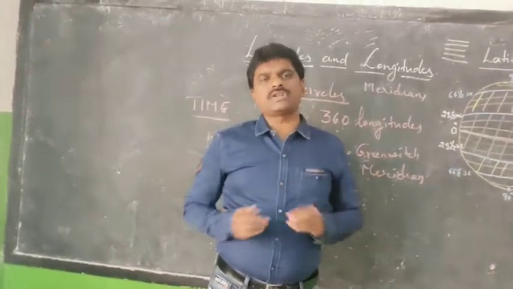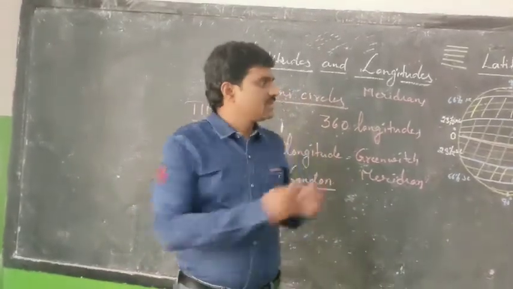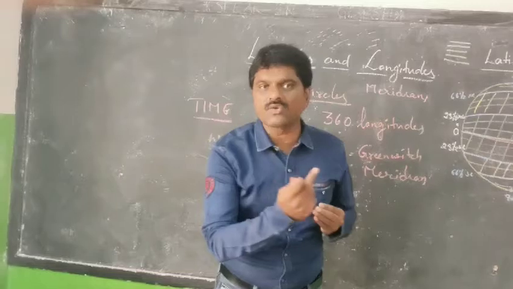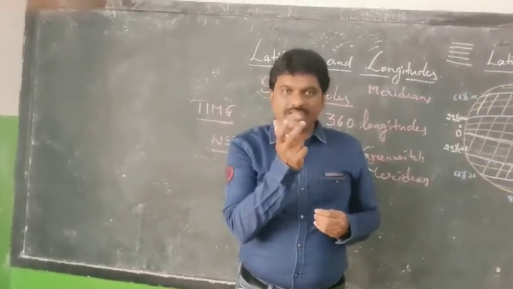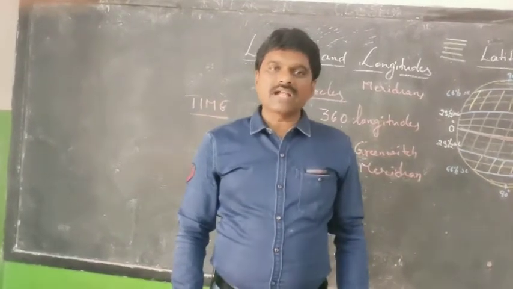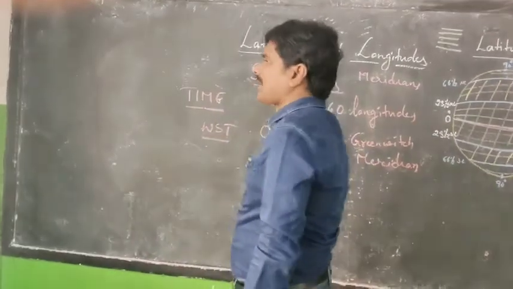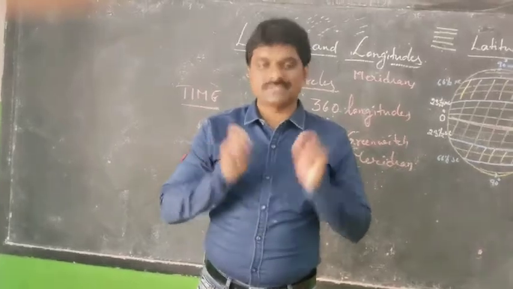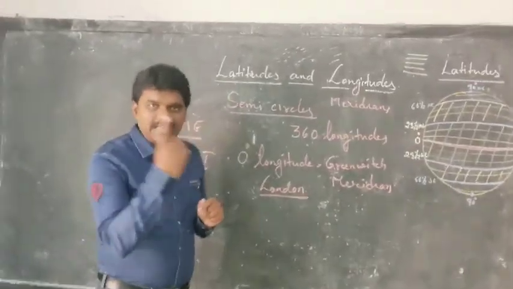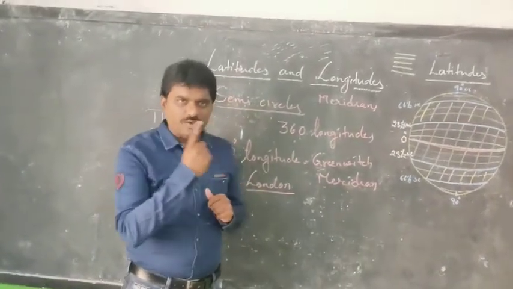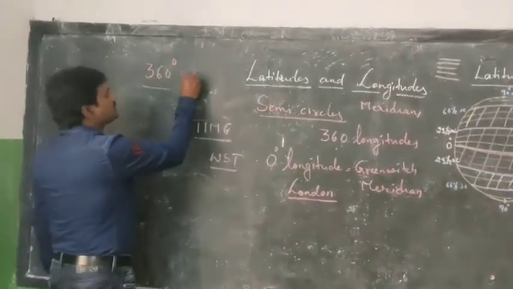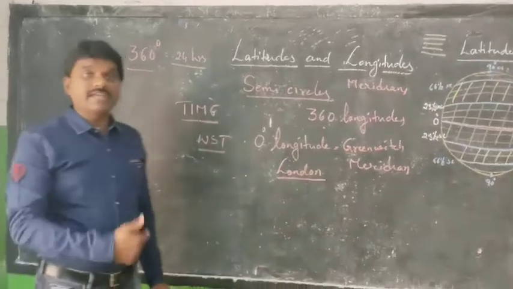Another very important concept regarding time calculation is that the earth takes 24 hours for one rotation. The earth rotates itself, and to make one complete rotation of 360 degrees, one circle being equal to 360 degrees, it takes 24 hours.